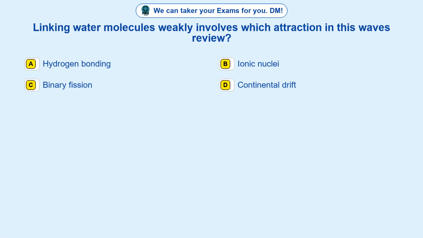Question 51. Linking water molecules weakly involves which attraction in this waves review? Option A, hydrogen bonding. Option B, ionic nuclei. Option C, binary fission. Option D, continental drift.